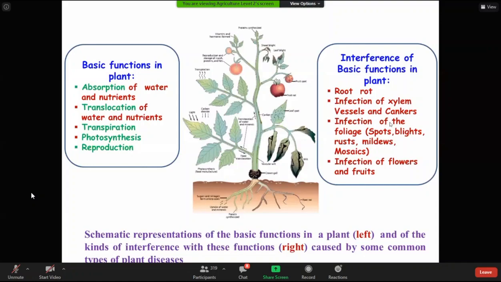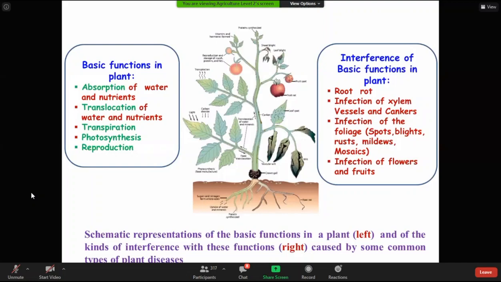And if the foliage is infected, for example if some pathogen produces spots, blights, rust, mildews, and so on, you will see transpiration and photosynthesis also affected. And finally, if the flowers and fruits are infected, reproduction is affected. In a way, plant pathogens basically affect the morphology, physiology, and reproduction of the plants. My purpose is to share the slide to get the points.